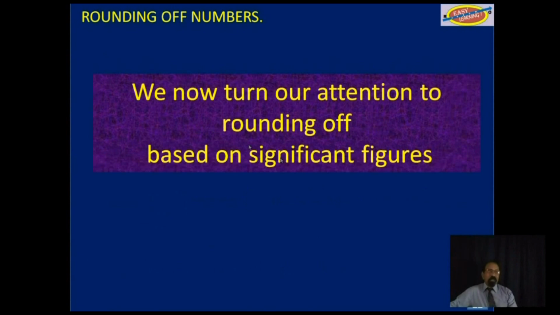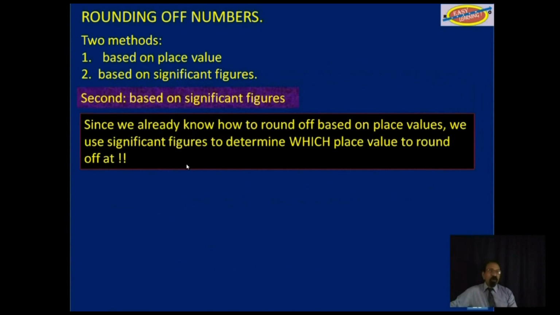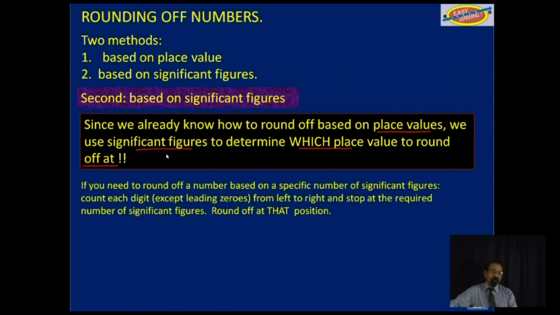Now we turn our attention to rounding off based on significant figures. Since we already know how to round off based on place values, we use significant figures to determine which place value to round off at. If you need to round off a number based on a specific number of significant figures, count each digit except leading zeros from left to right and stop at the required number of significant figures. Round off at that position.